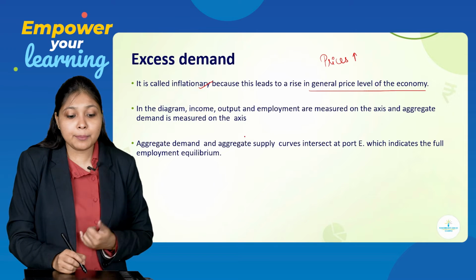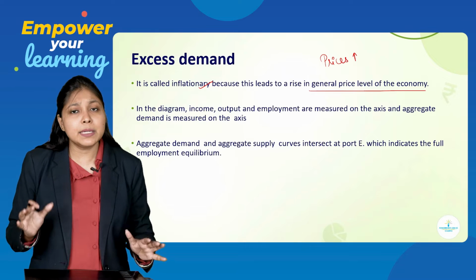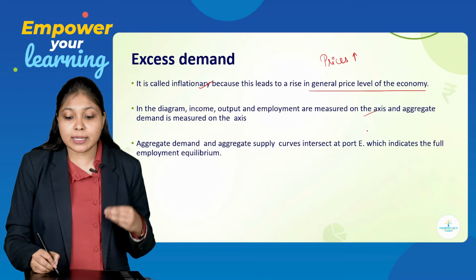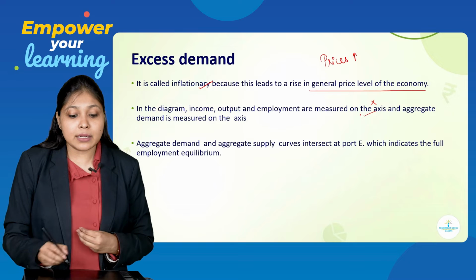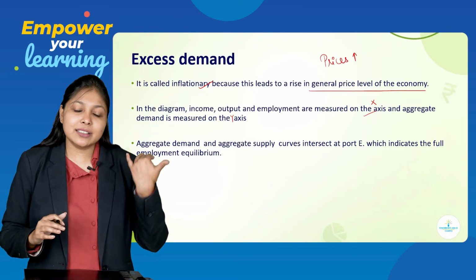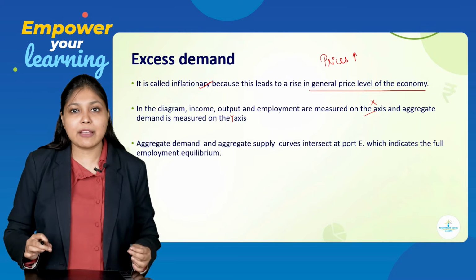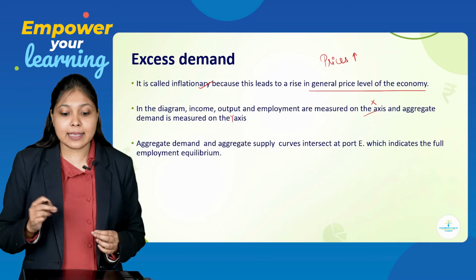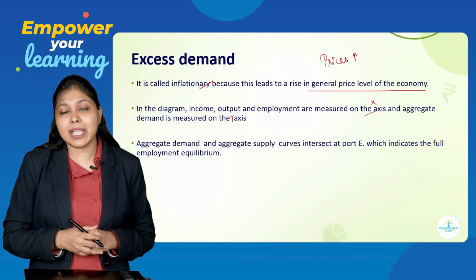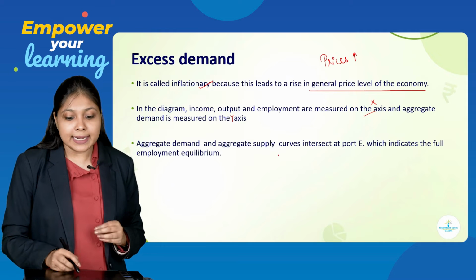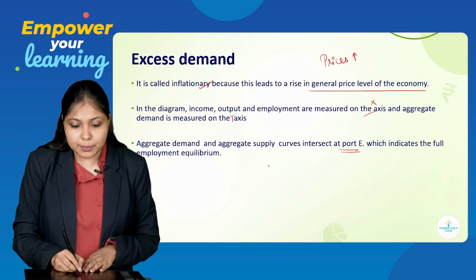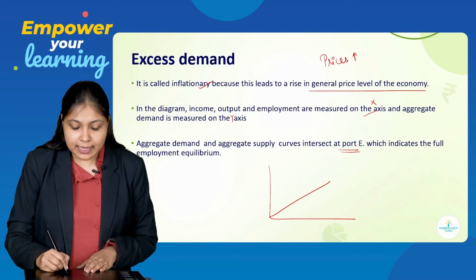Now see a very simple diagrammatic explanation. In the diagram, income, output and employment are measured on the x-axis, and aggregate demand is measured on the y-axis. This is how you have to fill the gap. AD and AS are going to intersect at point E, which indicates the full employment equilibrium. So if I draw it like this, AS, AD.